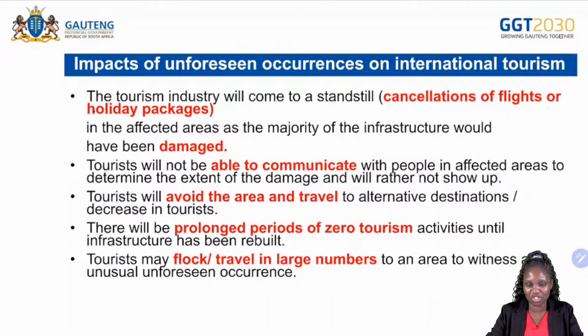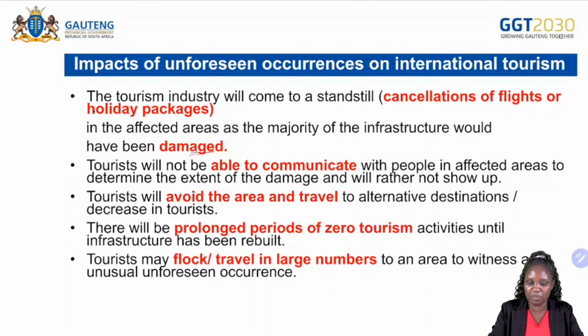The tourism industry will come to a standstill. Why? Because of the cancellations of flights and cancellation of holiday packages. Because of the impact of unforeseen occurrences, in affected areas the majority of the infrastructure would have been damaged. If the infrastructure is damaged, then the tourists won't reach their destination. Therefore, they will cancel the holiday package and the flights.